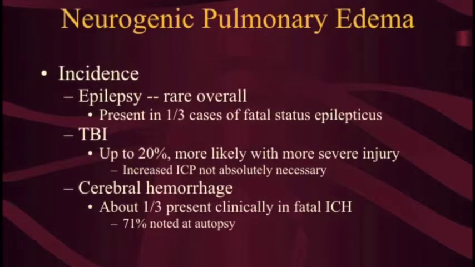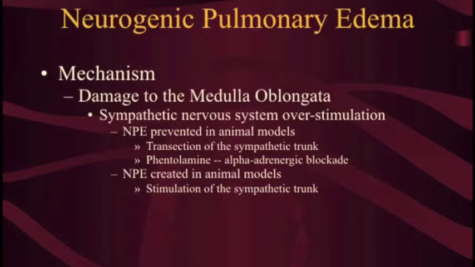Overall, if you have a severe case of status epilepticus that leads to death, you have neurogenic pulmonary edema in about 1/3 of those cases. Traumatic brain injury, up to 20%. It's much more likely the more severe your injury is. Interestingly, you don't necessarily have to have increased intracerebral pressure. With ICH, 1/3 of people with fatal intracranial hemorrhages will have neurogenic pulmonary edema present clinically. On autopsies, up to 71%. So this is really a lot more common than I think any of us typically think about. You just don't think about neurogenic pulmonary edema, but it's actually really common in the neuro ICU setting.